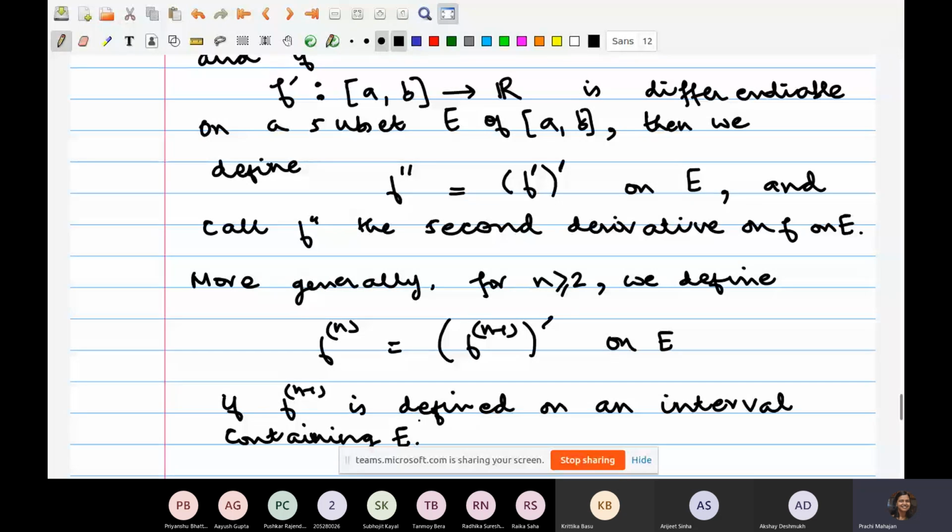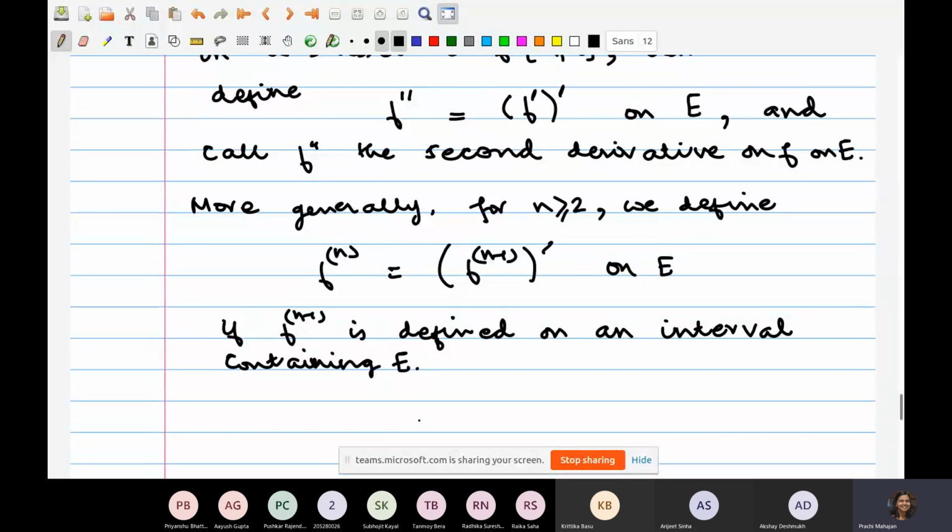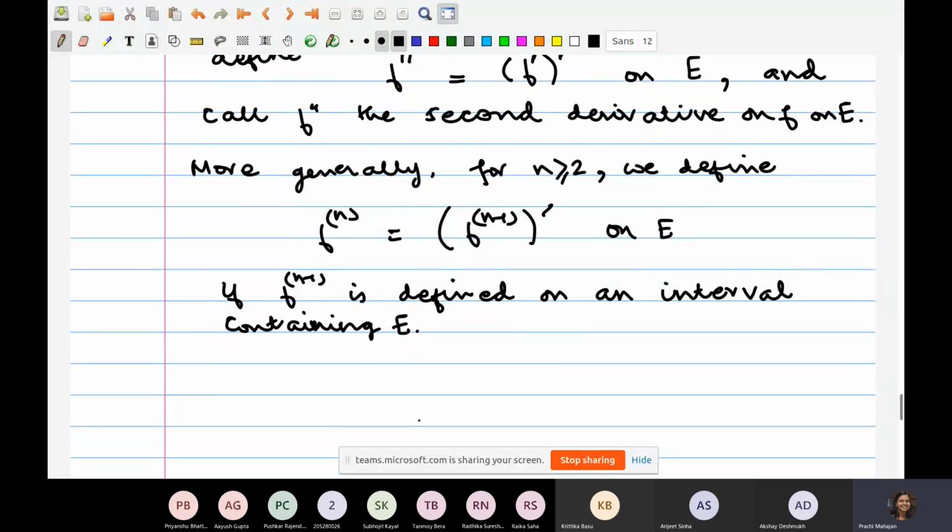So I'll say that one more time. In order for the nth derivative of f to exist at a point x, the (n-1)th derivative of f must exist in a neighborhood of x, at least in a one-sided neighborhood of x. Maybe it will help if I write it down. Otherwise, this may seem like too much being thrown at you at one go. So let's go slowly, and I'll write down whatever I said.